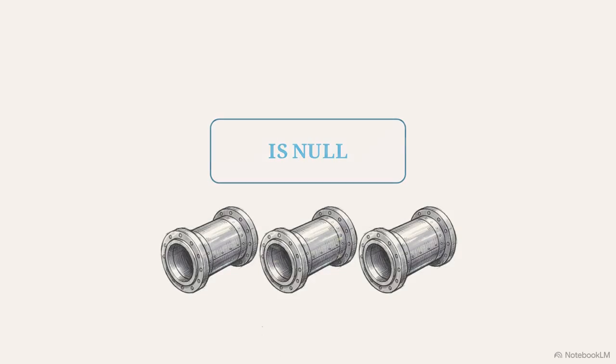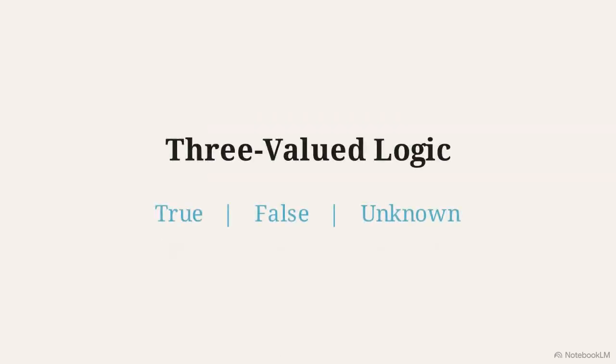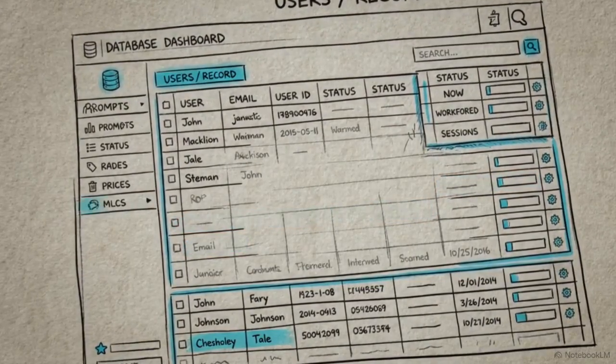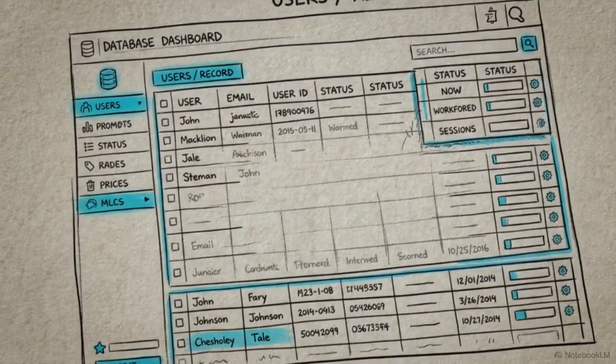To fix this, you must use a specific binary check. Operators like IS NULL or IS NOT NULL force the engine to evaluate the missing data as a strict true or false. Failing to use IS NULL forces the engine to discard missing datasets without ever triggering an alert.